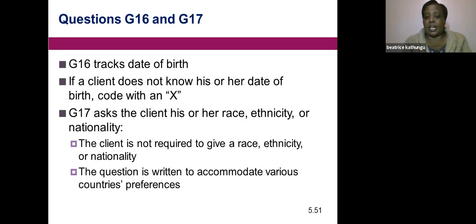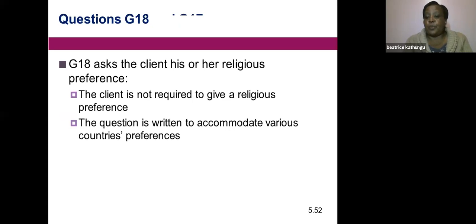G17 asks the client their race, ethnicity, or nationality. And you are being reminded, issues of race and ethnicity can be very delicate. So it is not a requirement that the client must answer that question. The question is written to accommodate various countries' preferences. And the same with the next question about religious preference. Again, it is not a must that the client gives their religious preference.